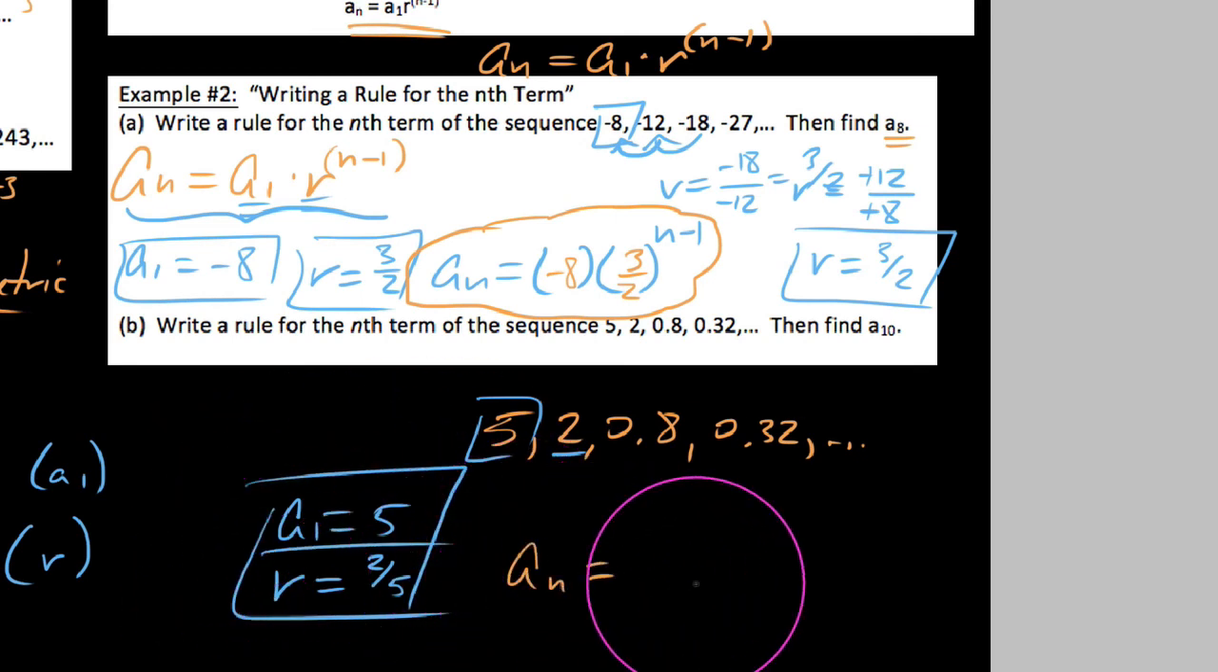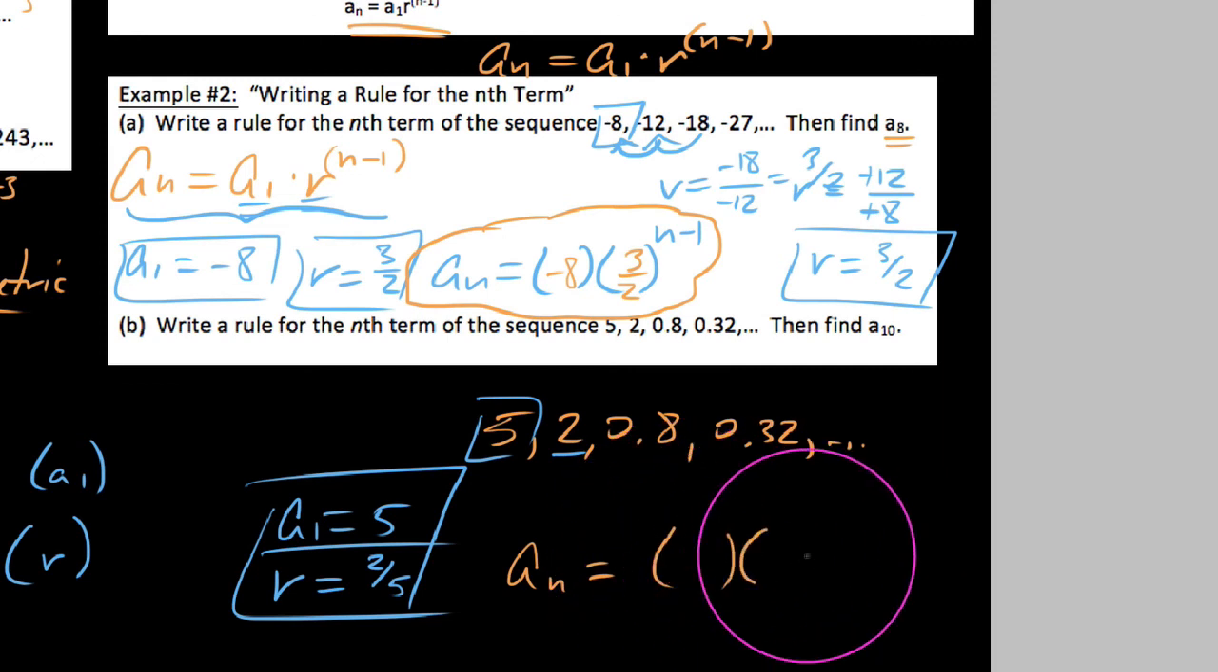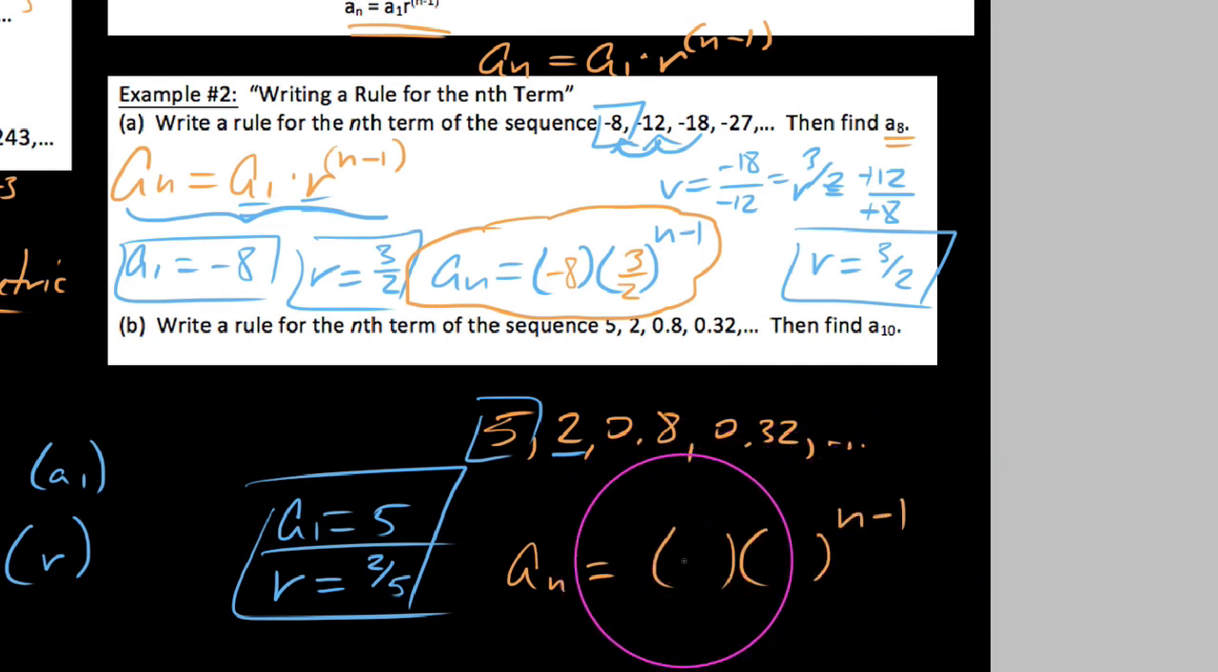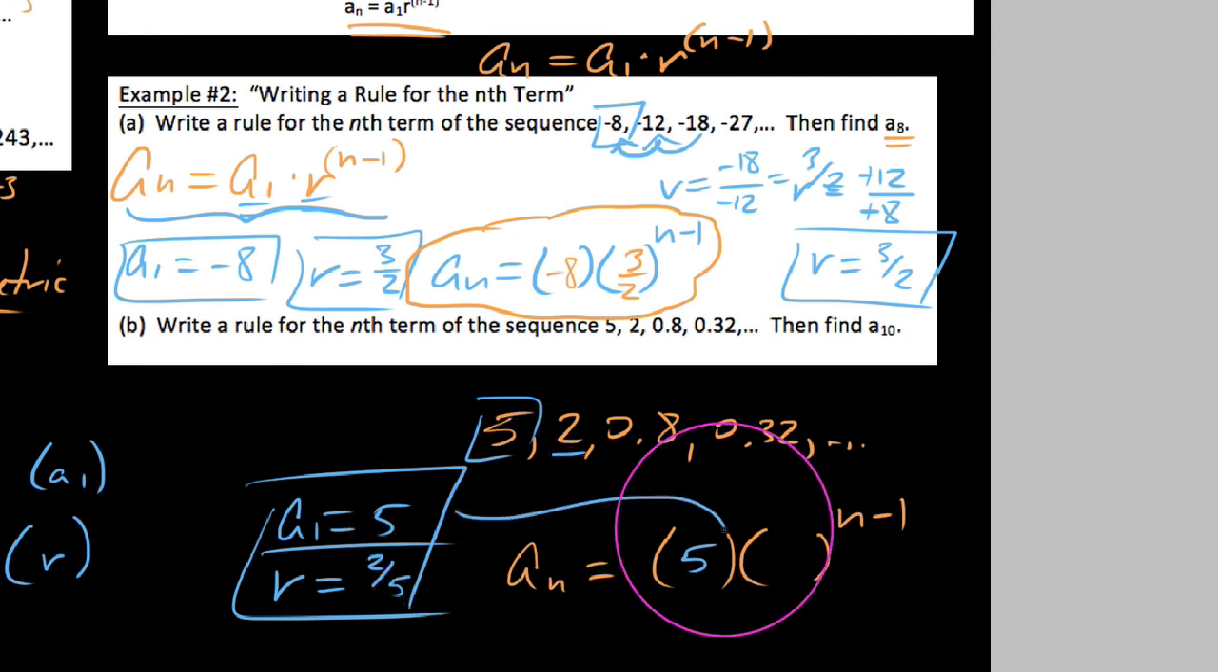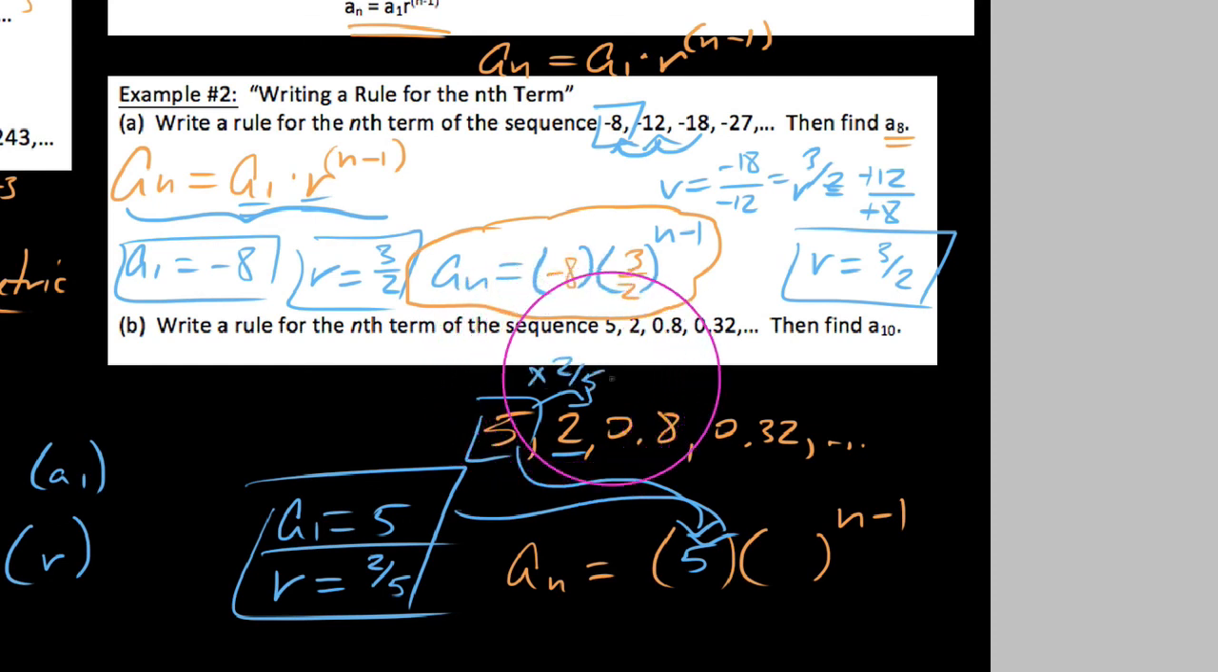So again, writing the rule, we say first term times r to the n minus 1, where our first term is 5. I just got that from right here. And then our common ratio, we're taking this times 2/5 every time, times 2/5, times 2/5. So we'll put that 2/5 in here. We say this is my rule.